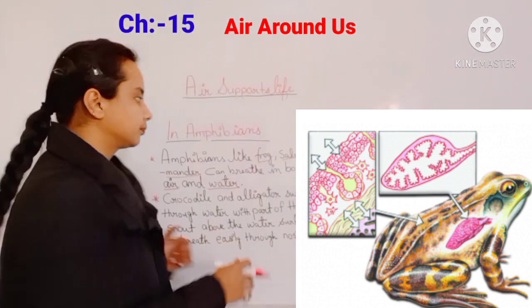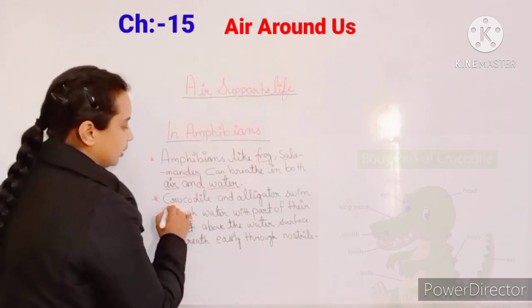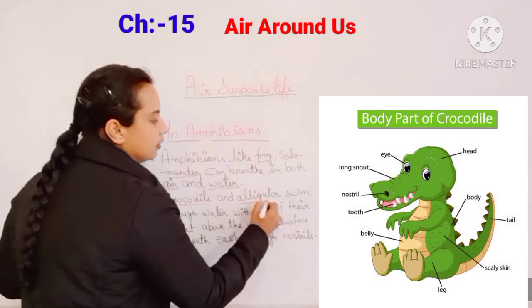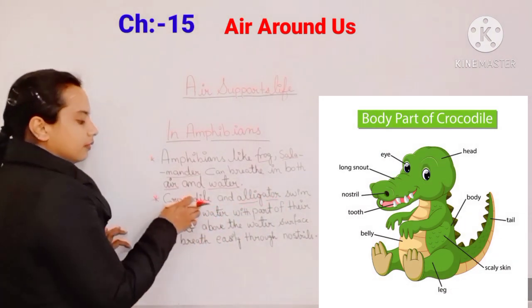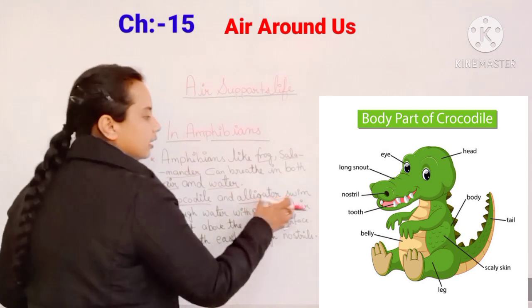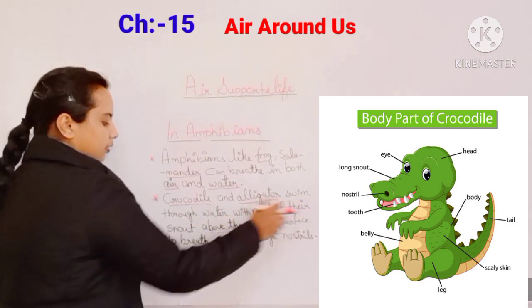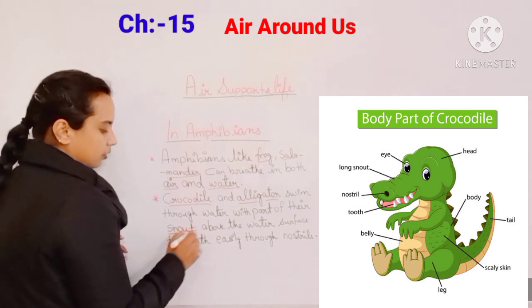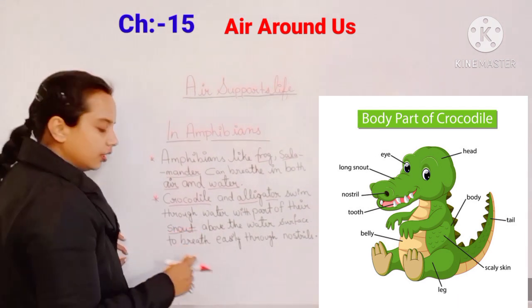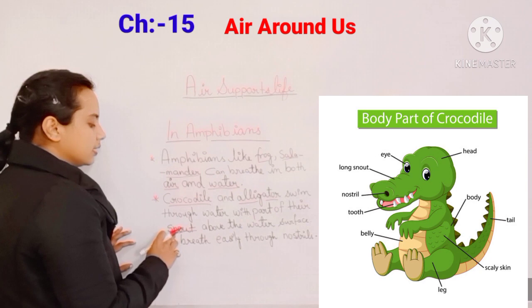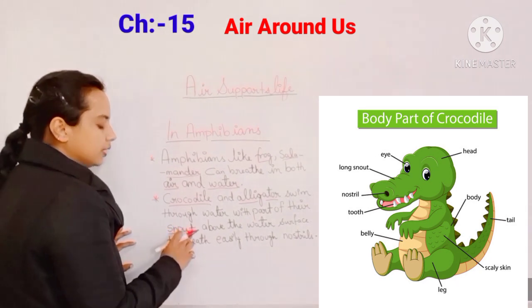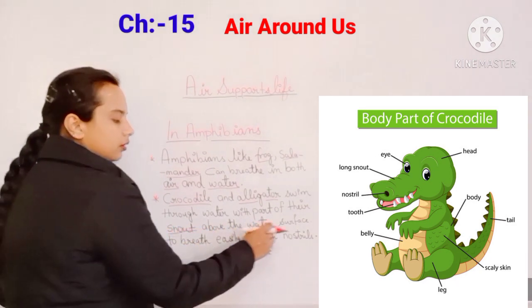Now the crocodile and the alligator. Okay, these are amphibians. When we talk about the crocodile and the alligator, they swim through water with part of their snout above the water surface. Snout is a part of their body, and the spelling is S-N-O-U-T.